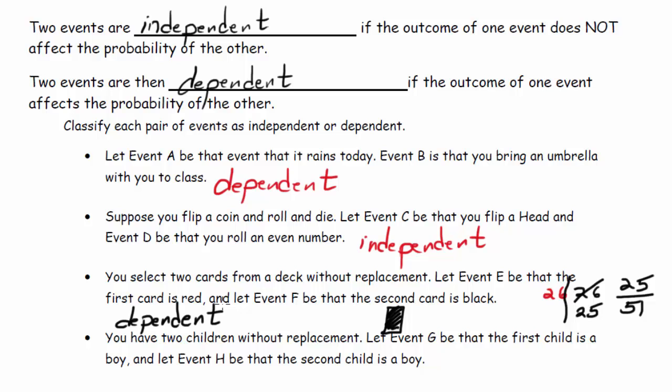So now let's suppose you have two children. Let event G be that the first child is a boy, and let event H be that the second child is a boy. Would having a boy on your first child affect whether or not you have a boy or a girl on your second child? Well, no, it would not. So these are independent.